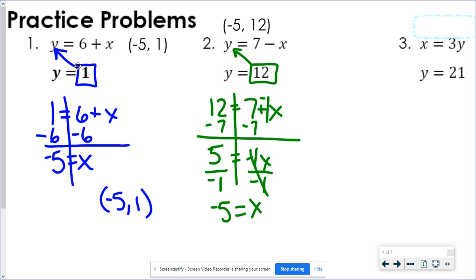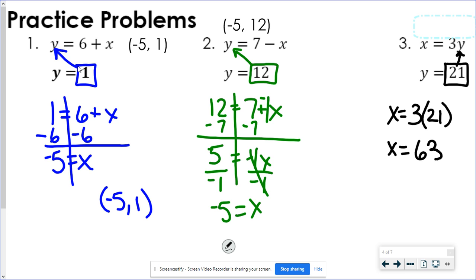In the third problem, the y is 21. I'm going to put that instead of the y. So I'll have x equals 3, and then instead of a y, I'm going to say 21. This one's a little easier actually to solve. X is going to be 63. And again, I already knew that the y was going to be 21, so my ordered pair is 63 and 21.